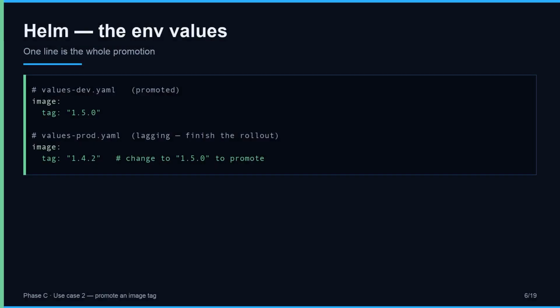Here are the values. The dev overlay sets the tag to 1.5.0, promoted. The prod overlay sets 1.4.2, lagging. That comment is the entire remaining work. Change prod's tag to 1.5.0, and the rollout is done. One line, in one file, fully reviewable in the pull request.